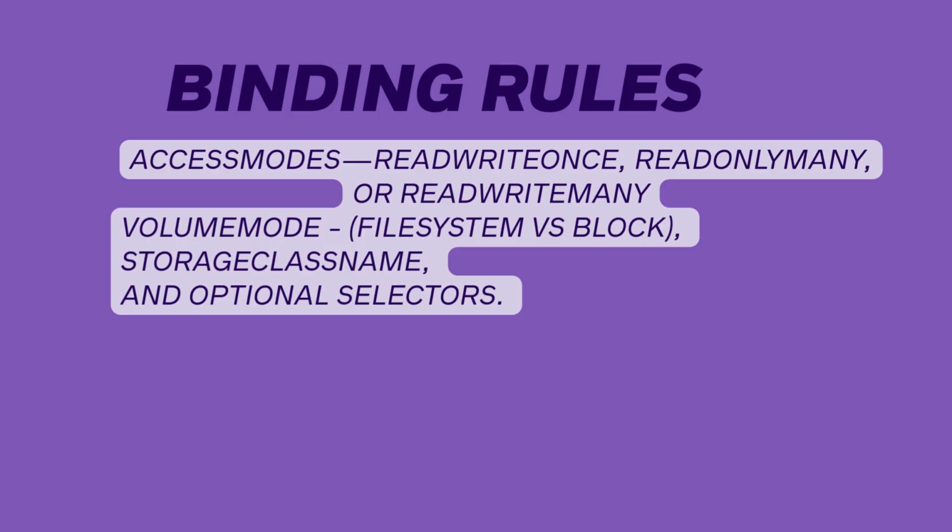Binding rules. One PVC binds to one PV. Kubernetes looks for enough capacity and matching access modes like read-write once, read-only many, or read-write many, plus volume mode, file system versus block, storage class name, and optional selectors. If a perfect fit isn't available, the claim stays pending until a PV appears. A smaller claim can bind to a larger PV if it otherwise matches.